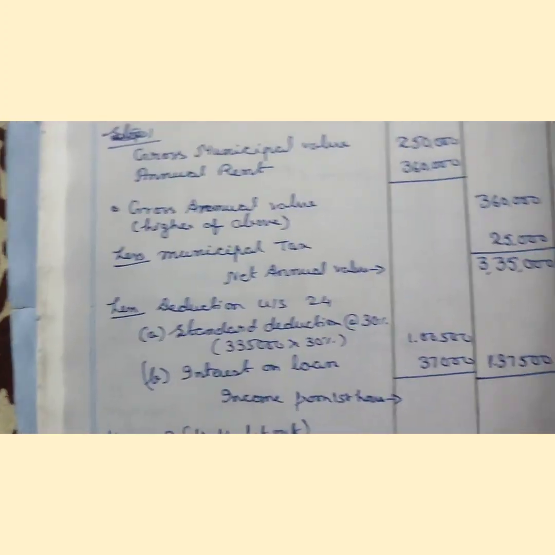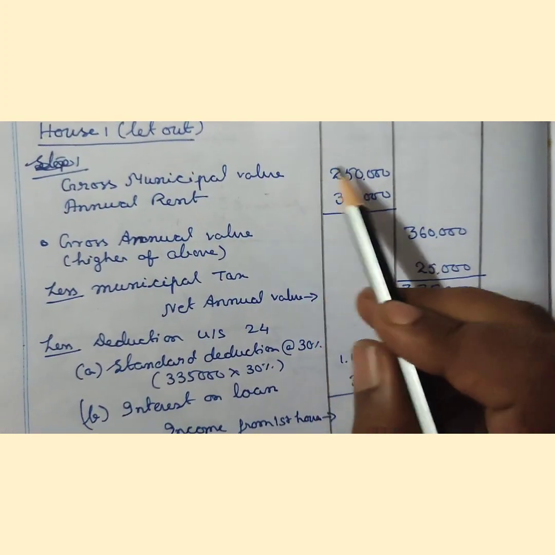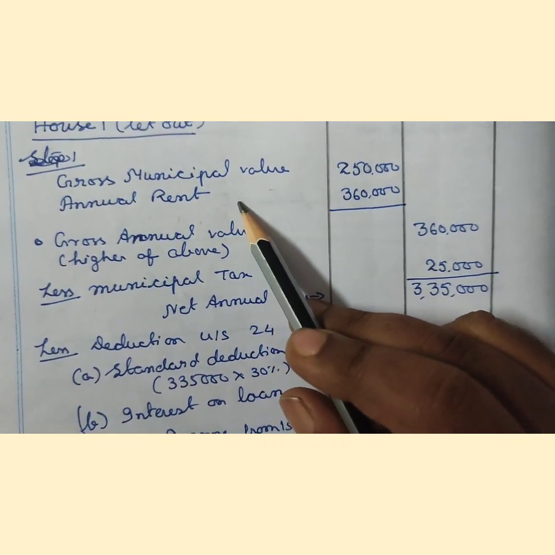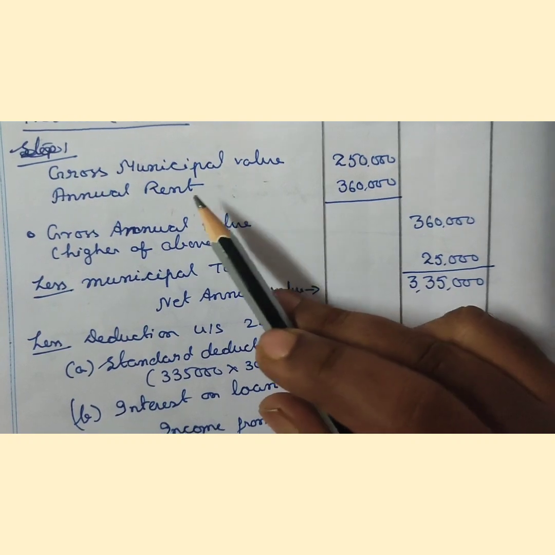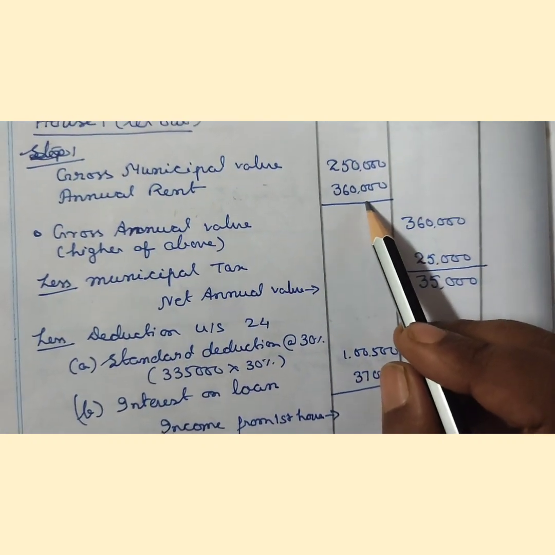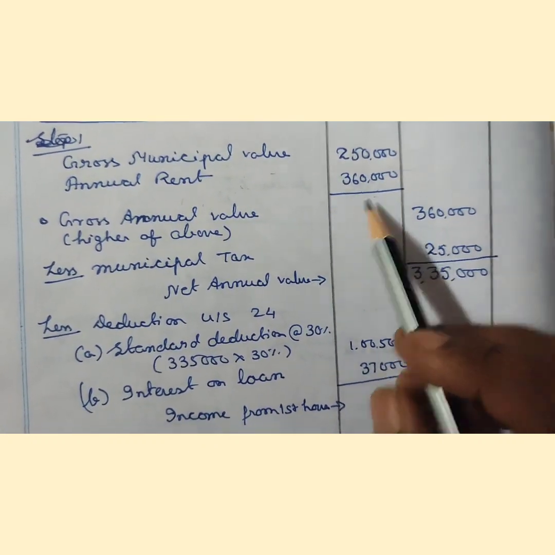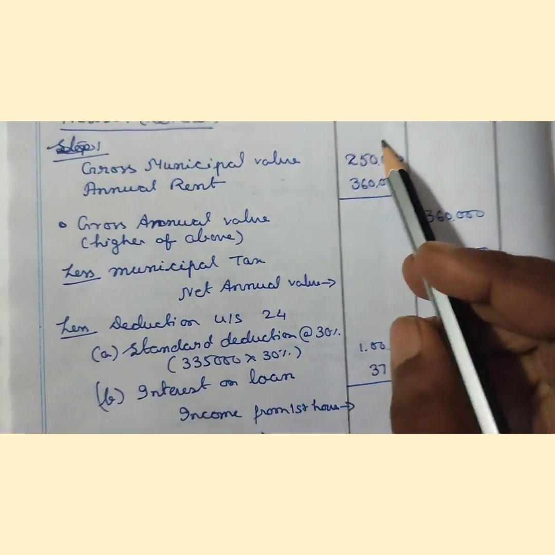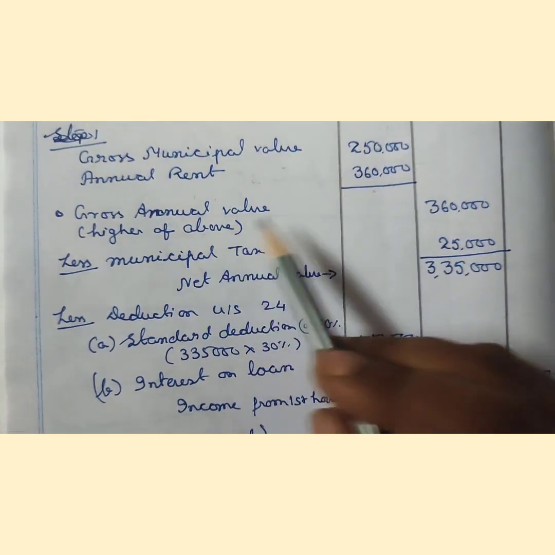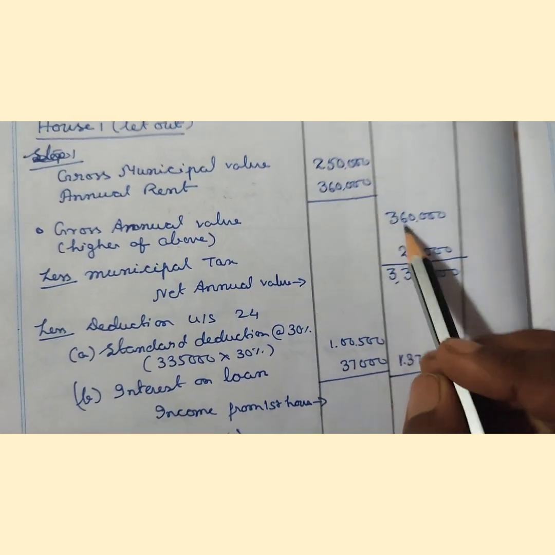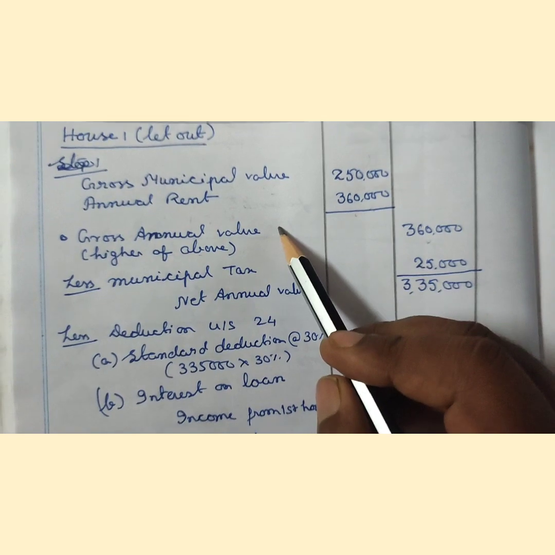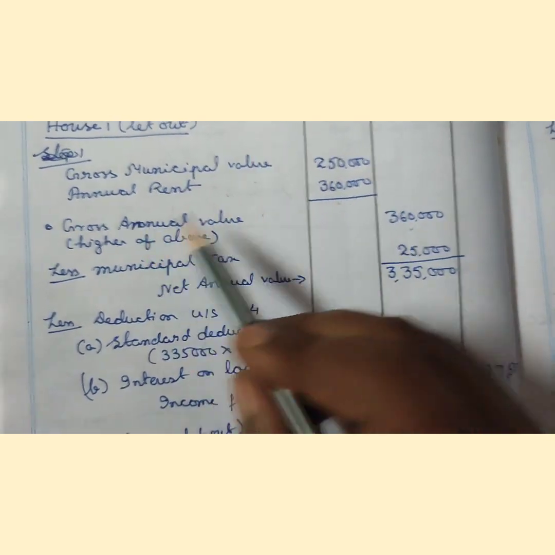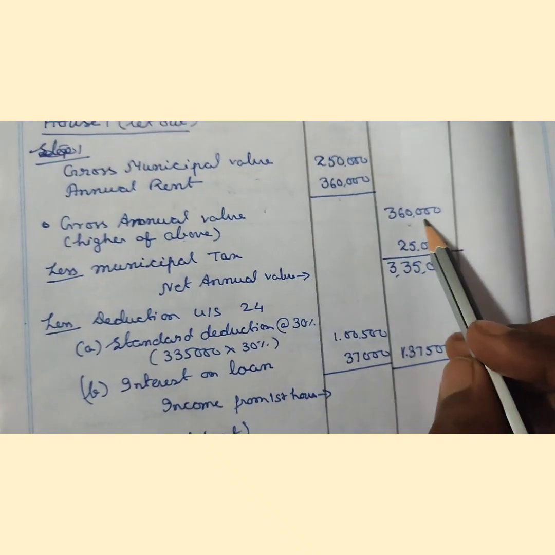Now here gross municipal value is 2,50,000. Annual rent, that is rent received, is given in the question, and there is no vacancy period, so annual rent is 3,60,000. Now reasonable expected rent is the higher of these two, and that is the gross annual value, because there is no other information about fair rent or standard rent. So the higher of these two is the gross annual value.